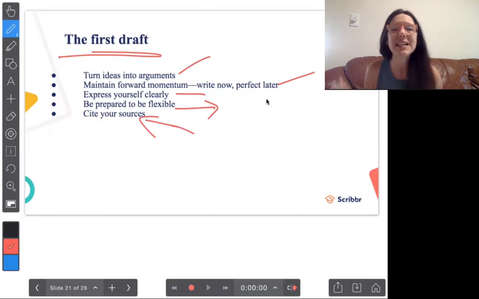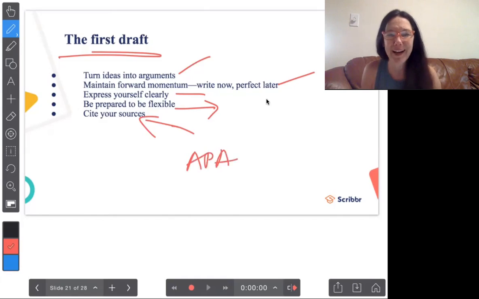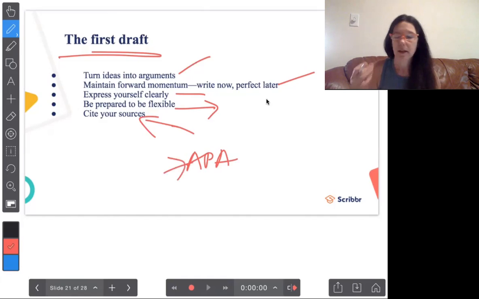It does not have to be any specific format. It doesn't have to be APA or MLA or CMA or whatever format. It just needs to be so you know what it is. Before you turn it in, you need to cite in some format.